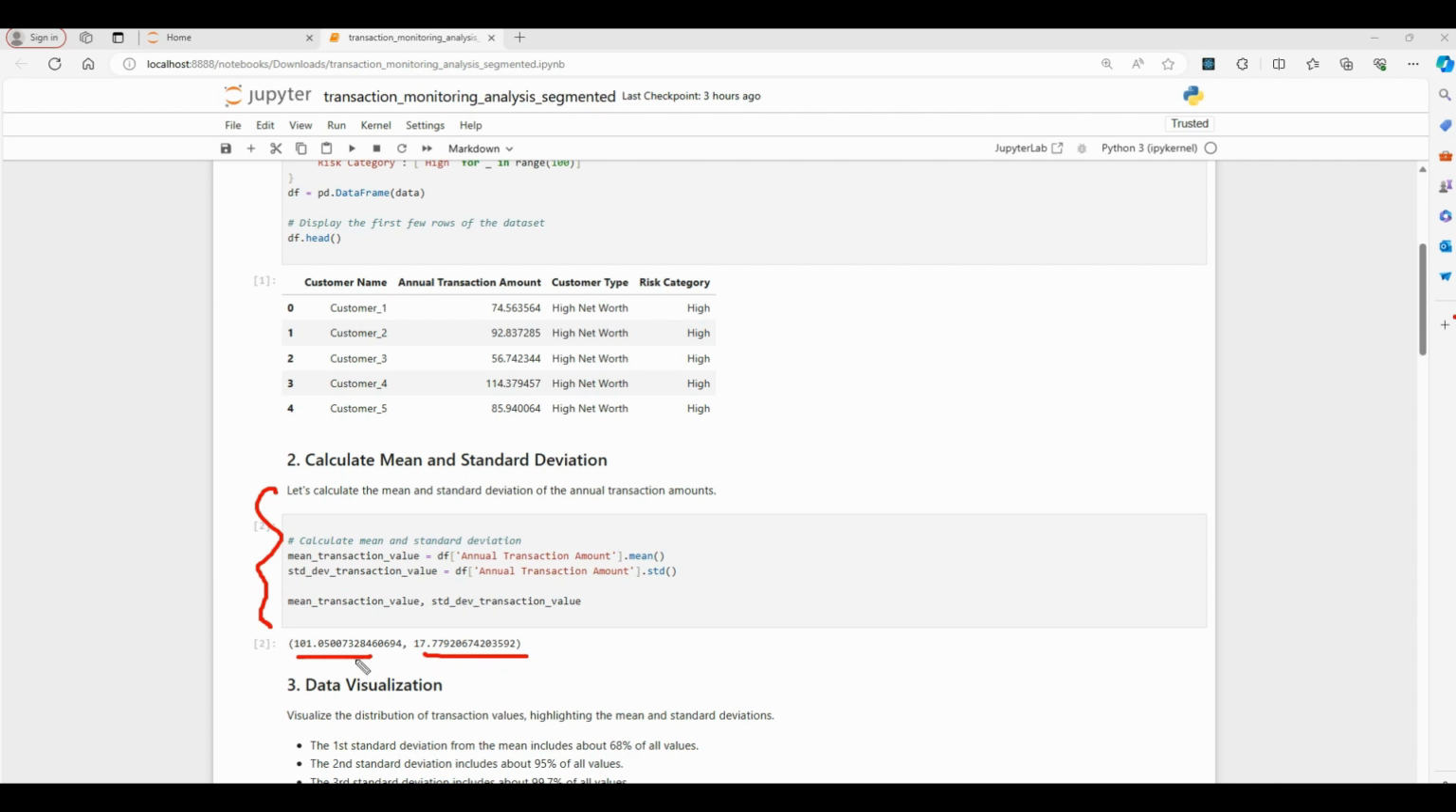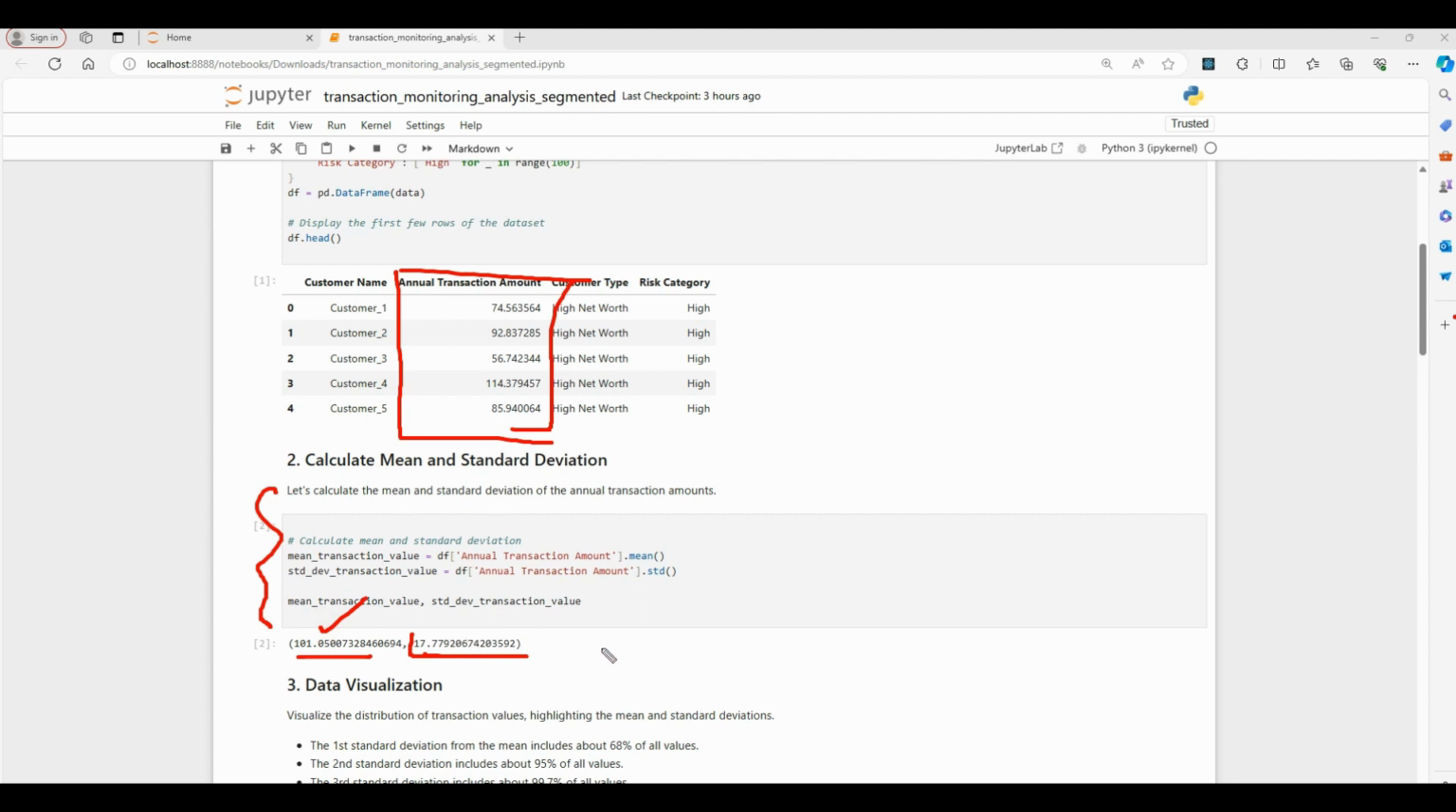So the mean explains the average value of a transaction. The average value of this annual transaction amount is equal to 101 dollars, and standard deviation is 17.77. Standard deviation explains variation in data. It tells you how individual transactions differ from the average.